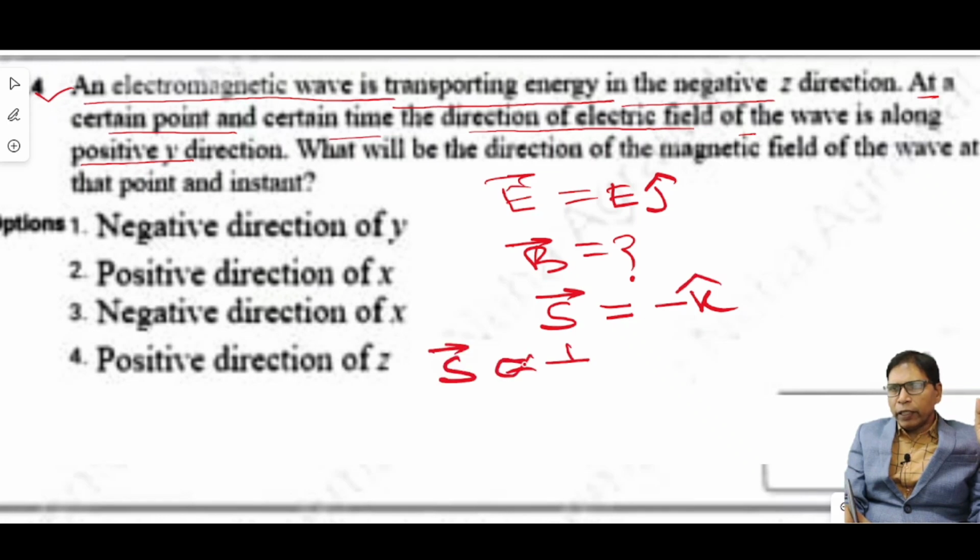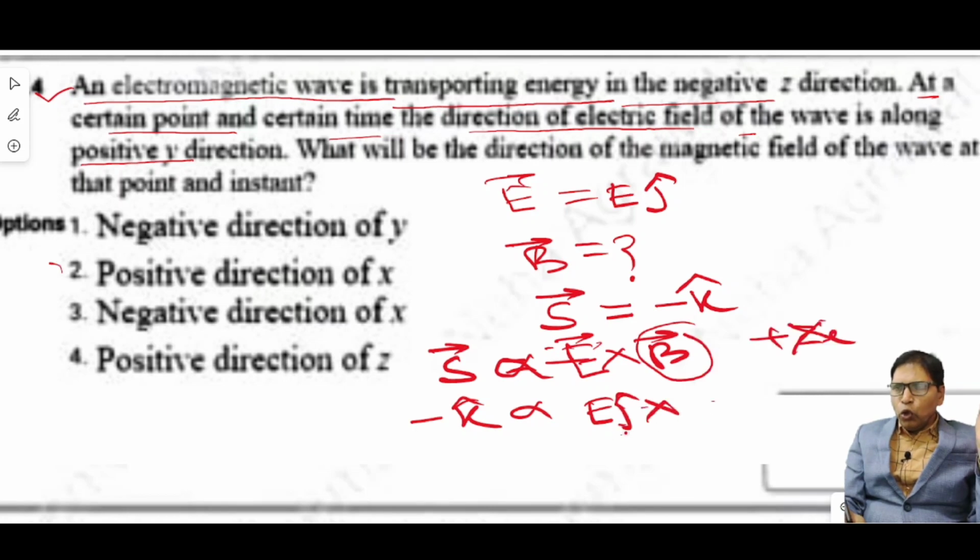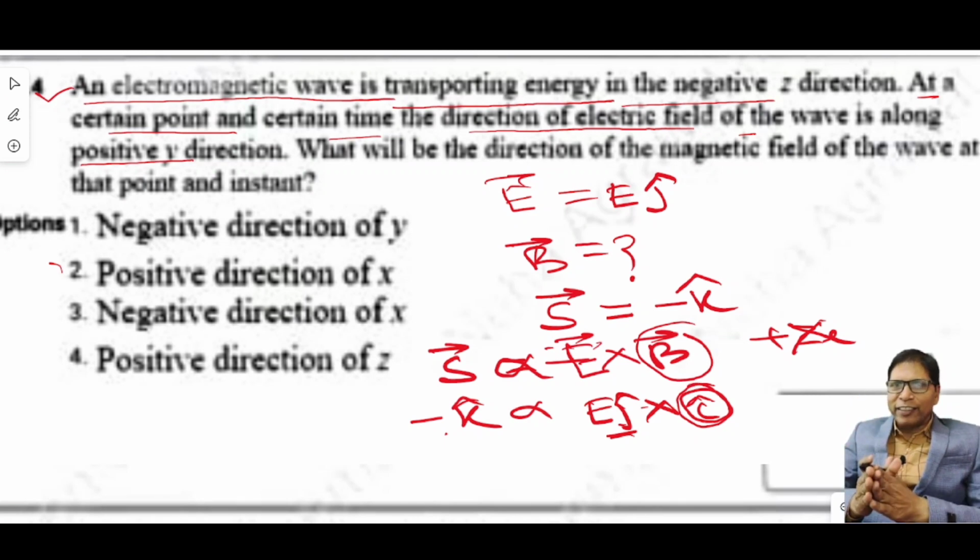You know, S vector is proportional to E vector cross B vector. Now, S vector is minus k cap, proportional to E vector, which is E j cap, cross B. Now, you know j cross i equals minus k. So the direction of the magnetic field is directed along the positive x axis. So option 2 is correct.